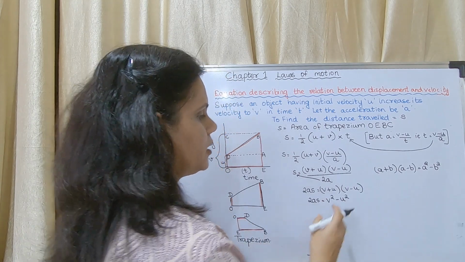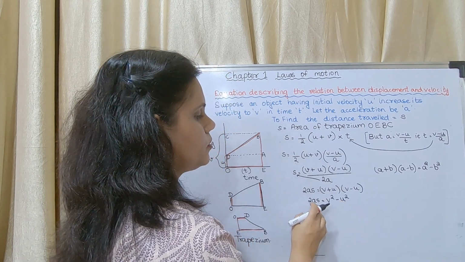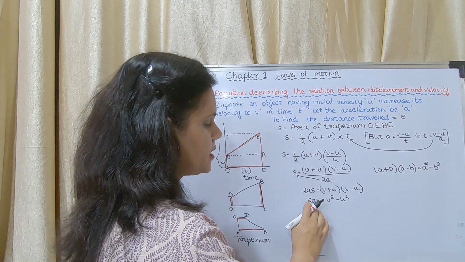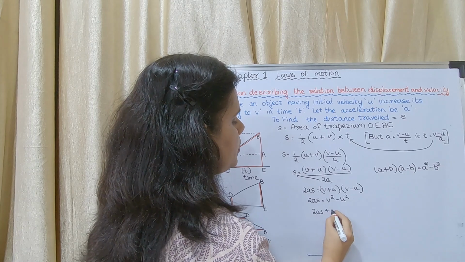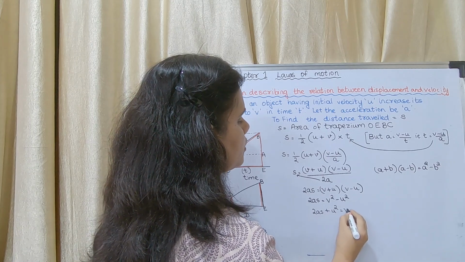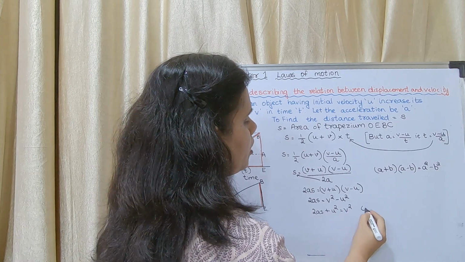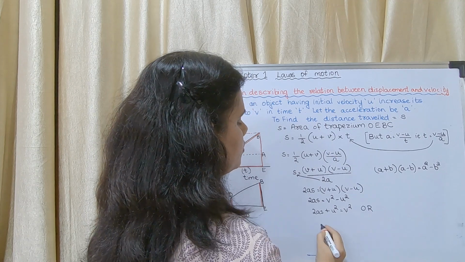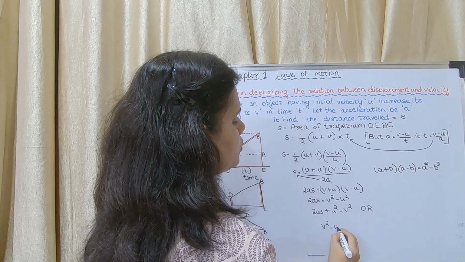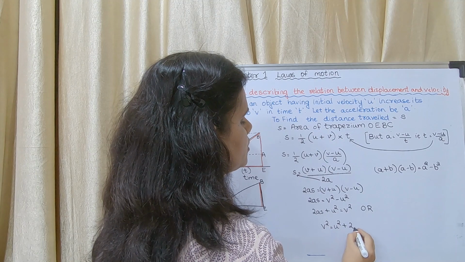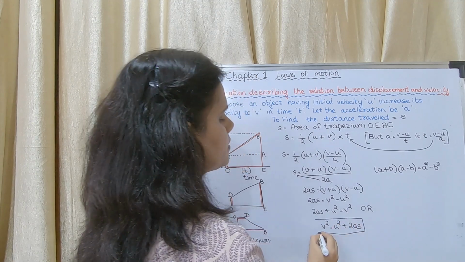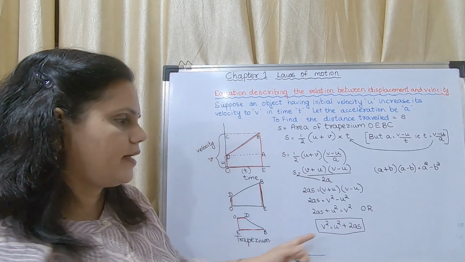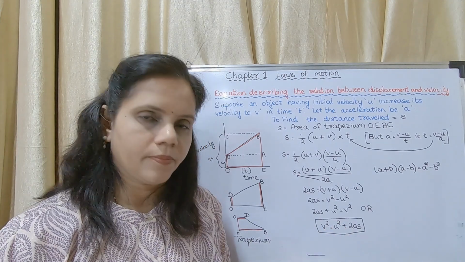Now rearranging, I bring this to this side. So the equation becomes 2as plus u square is equal to v square, or v square is equal to u square plus 2as. Okay, so I have derived the equation.